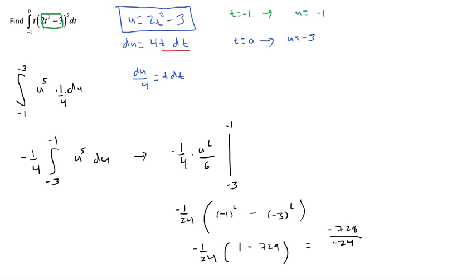Those do cancel out. And then we can reduce this. 8 goes into 728 91 times, and 8 goes into 24 3 times. And there we go, this is our final answer.